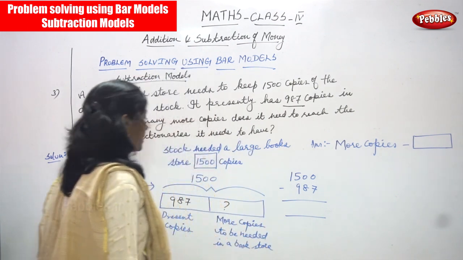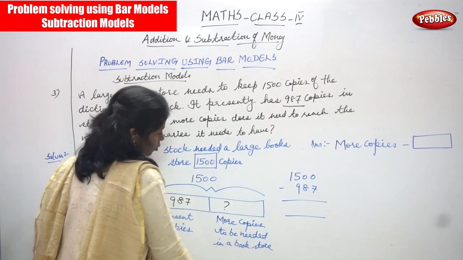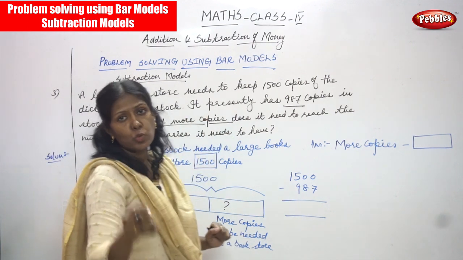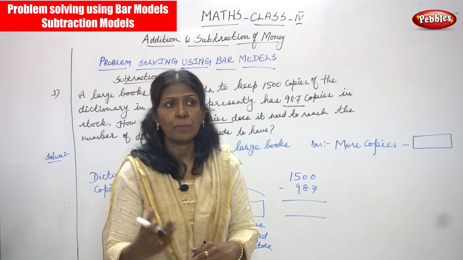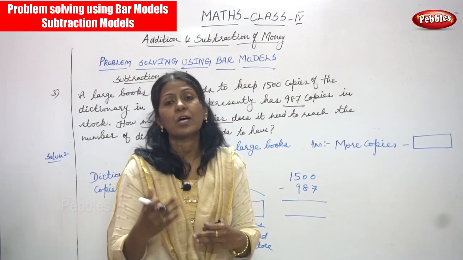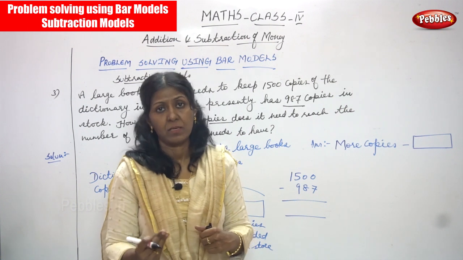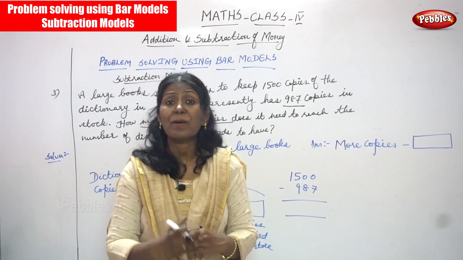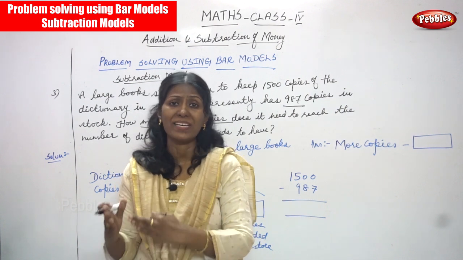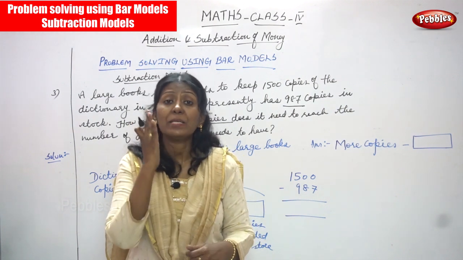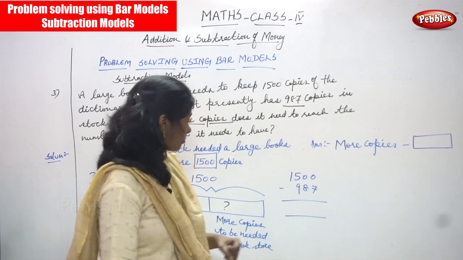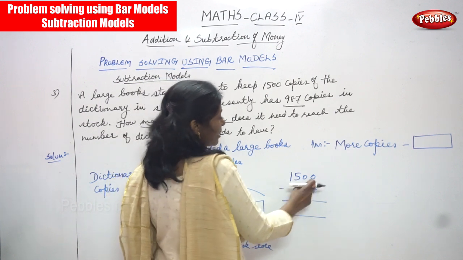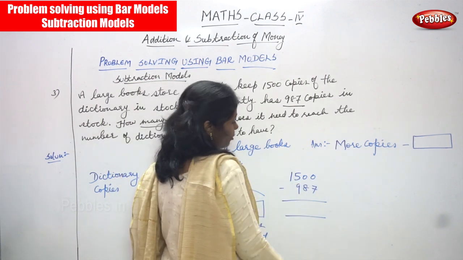Okay, next. So, more copies to be needed in the bookstore. How many more copies are needed in a store? That means remaining copies, how many copies are needed hereafter? That is the question. So, how many remaining copies are needed to the store? That means more copies to be needed in the bookstore. So, 1500 minus 987 you have to subtract.